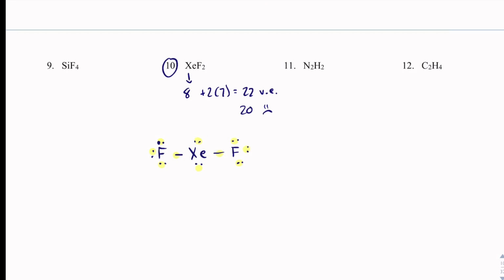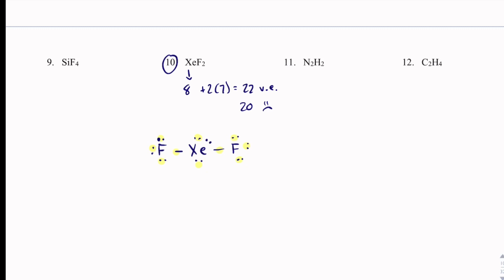I always like when this happens because it's not very hard what to do. If you're short, all you do is just add however many valence electrons you need to your central element. So we need 2 more. We'll just squeeze them there on xenon. Now we're up to 22, and we are good. That is xenon difluoride.